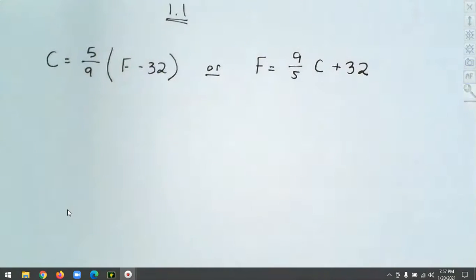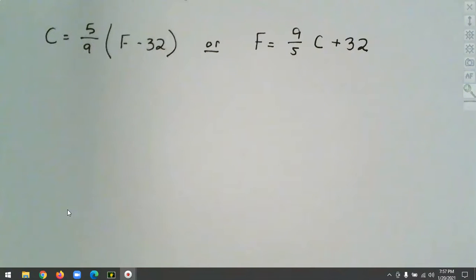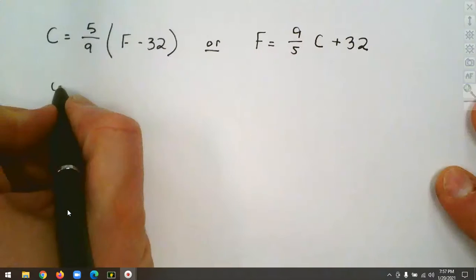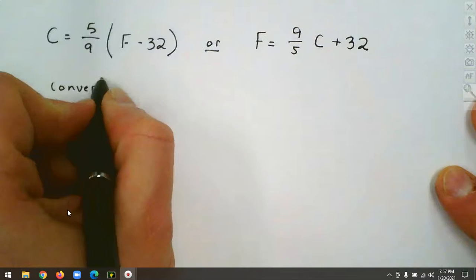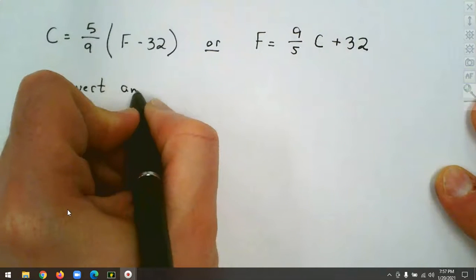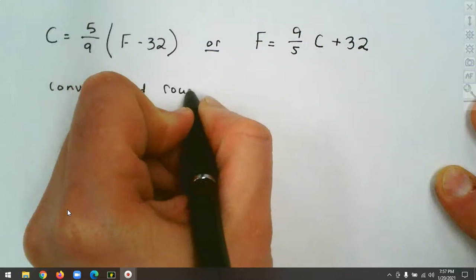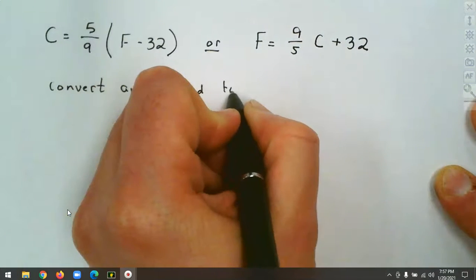So I can give you a number in one system, and we can convert to the other. So I can give you a Celsius number. You can convert that to Fahrenheit or vice versa. And we're going to round to the nearest tenth. So we're going to convert and round to the nearest tenth.